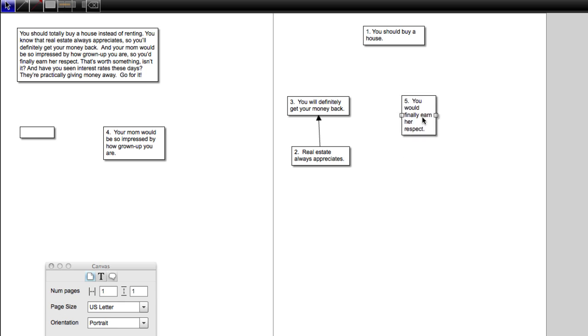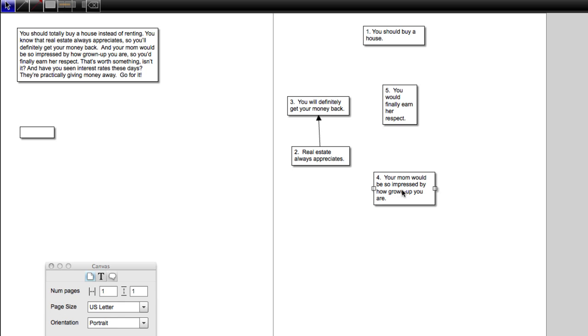I'm going to move 5 over here. And 4, let me make 4 a little skinnier, just to fit it in, because I think we're going to need some space over here. 4 gives evidence for 5. Your mom would be impressed, therefore that's reason to believe that you would finally earn her respect. That's worth something, isn't it? That's not really another claim, that's not an individual claim, that's a restatement of the ideas in premises 4 and 5. And then the next 2 sentences are about interest rates.